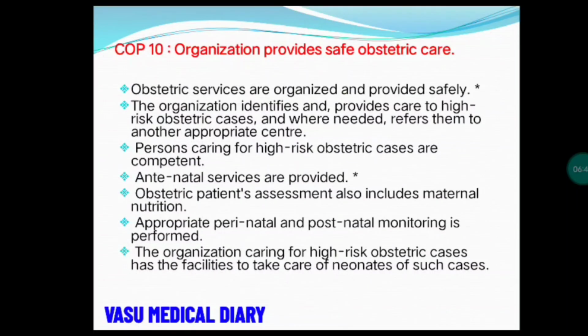COP10. Organization provides safe obstetric care. So, obstetric services are organized and provided safely. The organization identifies and provides care to the high risk obstetric cases and, where needed, refers them to another appropriate center. Persons caring for high risk obstetric cases are competent. They should have separate competency checklists. They have to complete all those things before handling high risk patients. Antenatal services are provided. Obstetric patient assessment also includes maternal and nutrition assessment. Appropriate perinatal and postnatal monitoring is performed. The organization caring for high risk obstetric cases has the facilities to take care of the neonates of such cases.